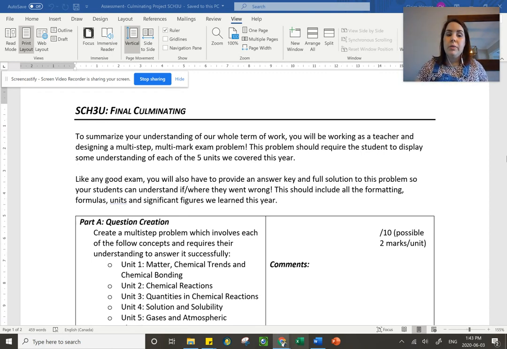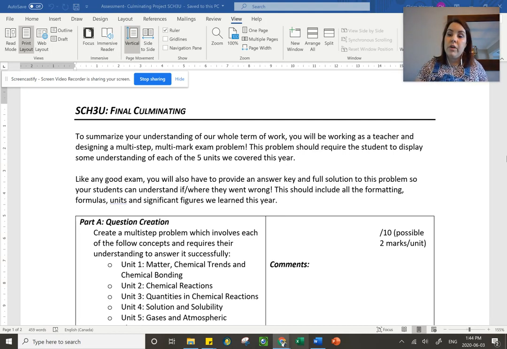So what you're going to be doing is to summarize your understanding of your whole term of work. You're going to be working as a teacher and designing a multi-step, multi-mark exam-like problem. Okay, so what you've probably noticed this year in this course is that all of the units really build on each other. So the neat thing is, as a teacher, I can design a question, and in one multi-step question, I can test your understanding from all 5 units, which is unique to this course in comparison to some of the other science courses you take.